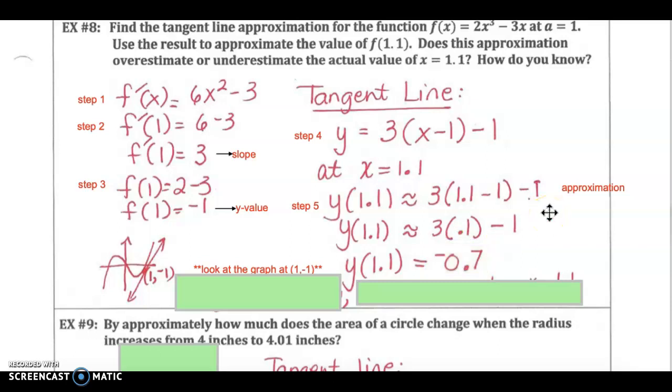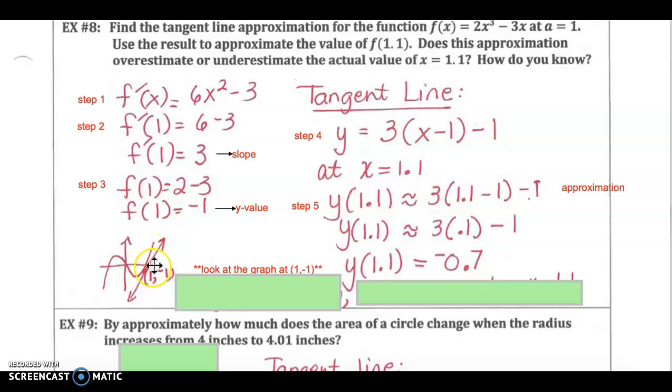So our estimate is negative 0.7, and we want to know if this is an overestimate or underestimate, and we want to see how we know. So if you were to look at the graph, either on a calculator and sketch it or whatever, it would look like this. This is our graph right here, this squiggly line. So if we had a tangent line at the value where x is 1, it would go right here at 1, negative 1. We know that's our point.